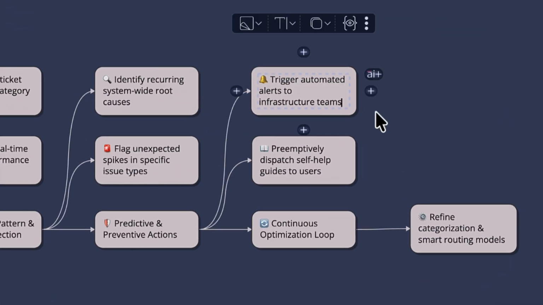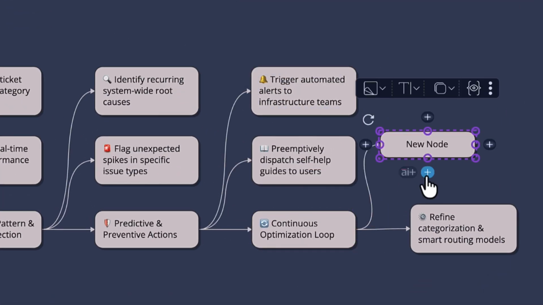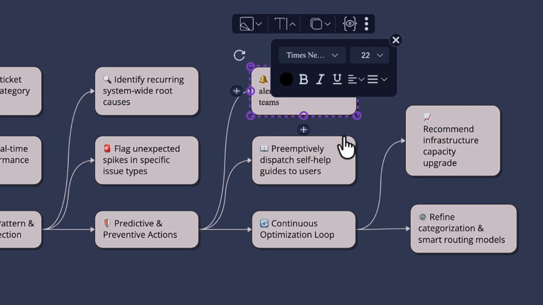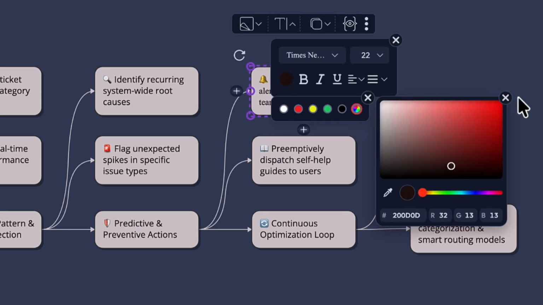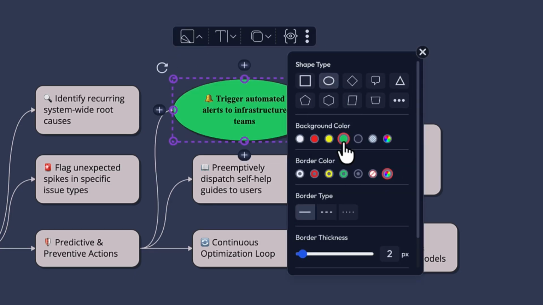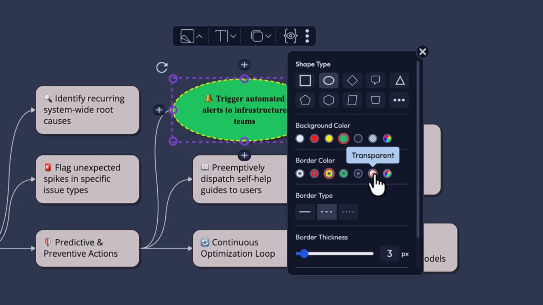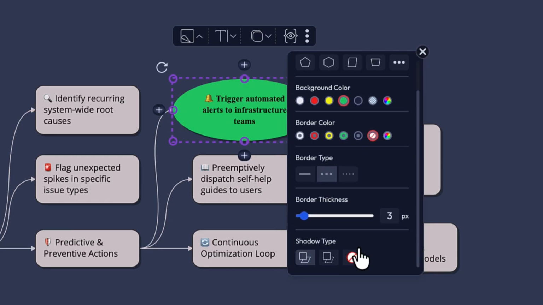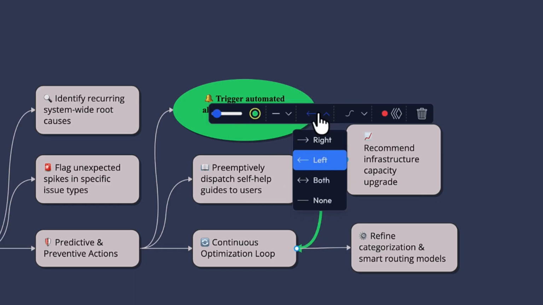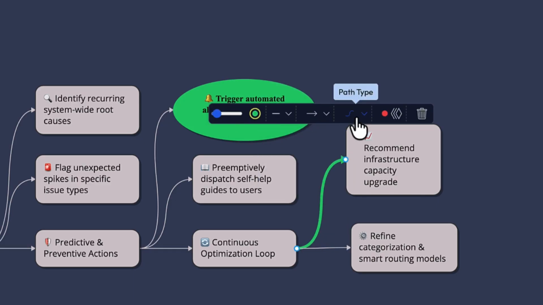Double-click any node to edit the text directly, or just manually add one. Format font, color, and even the shape style itself. Color, border, thickness, shadow. Don't forget the connectors. You can change arrow direction, line style, curve type, thickness, and even toggle animation.